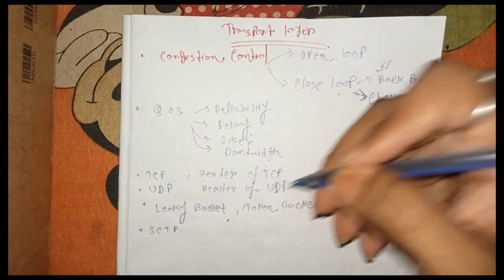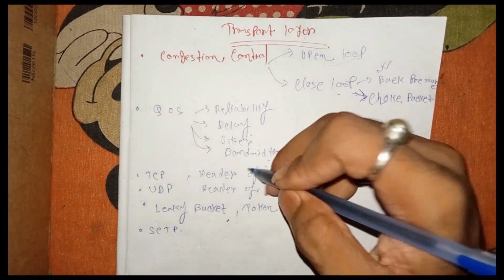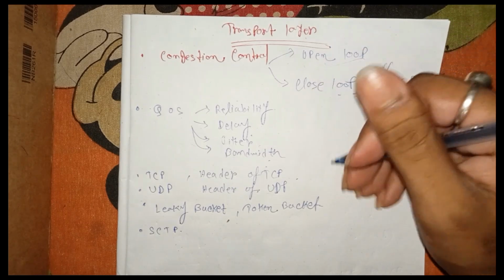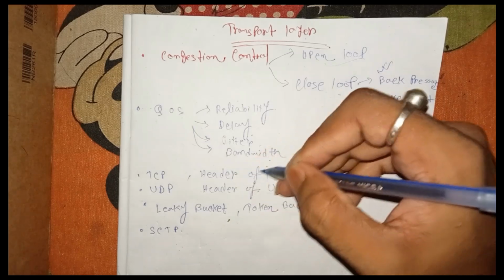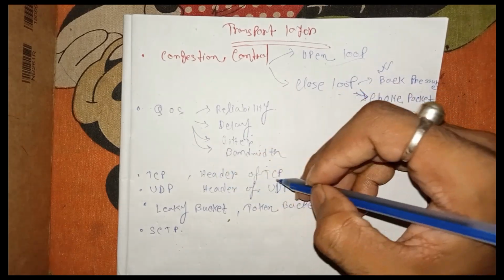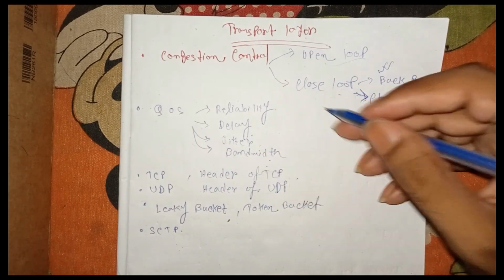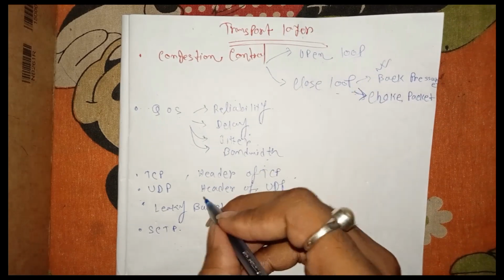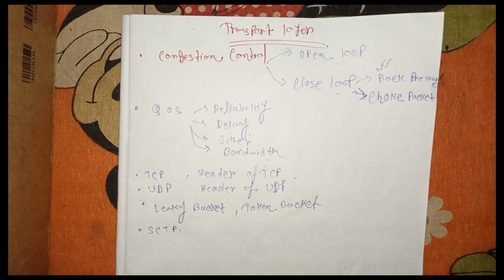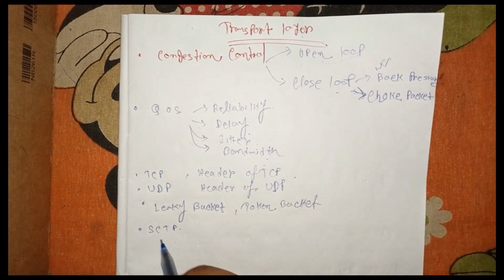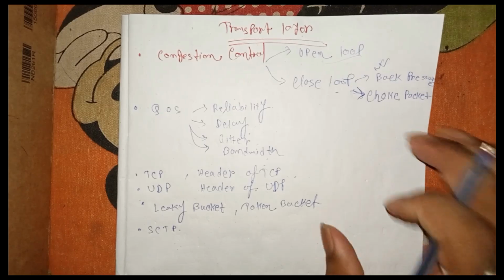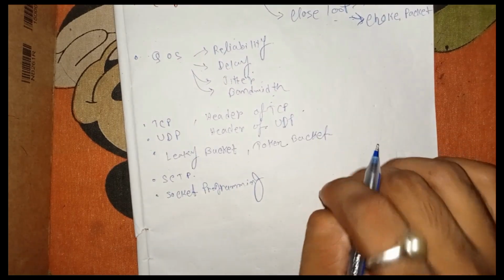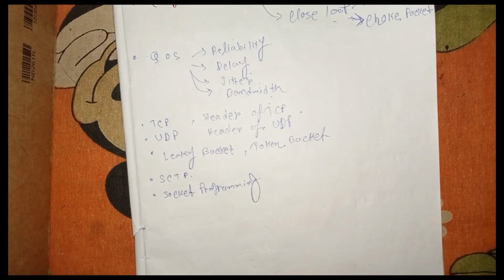TCP and the TCP header: the TCP header was already asked last year, so this year the IP header or Ethernet frame format can be asked, because the TCP header was the most important part. Also the UDP header, but the UDP header is very small, while the TCP header is a big frame. Leaky bucket and token bucket: token bucket was already asked, so leaky bucket will be important for this year. Also Stream Control Transmission Protocol will be important for the transport layer, and socket programming is also an important topic. These will be important for this year.